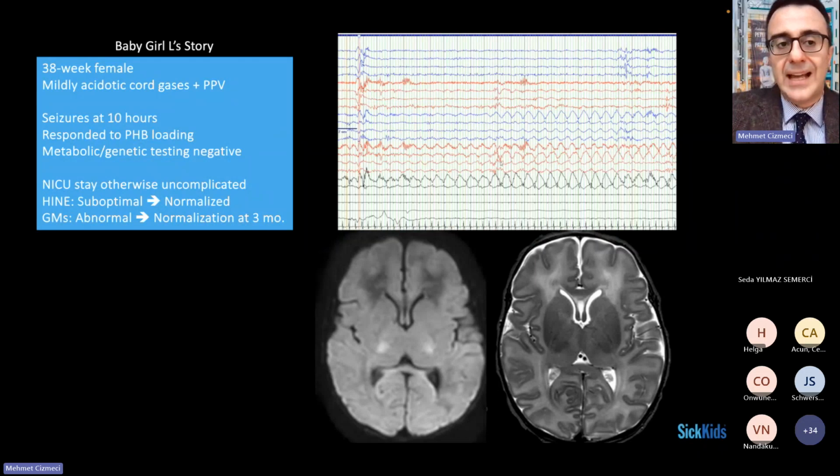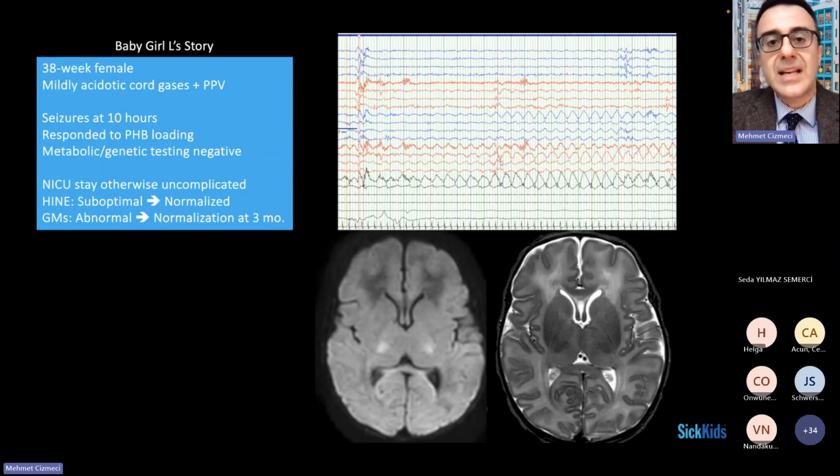This was baby girl L, who was a 38-weeker, a female term infant. Mom's pregnancy was uncomplicated, and she presented with mildly acidotic cord gases. And baby girl L received PPV for 2 minutes, but no chest compressions and no medication requirement. Was doing well initially and was given to mom and started seizing at 10 hours of life. Baby responded very well to phenobarb loading.